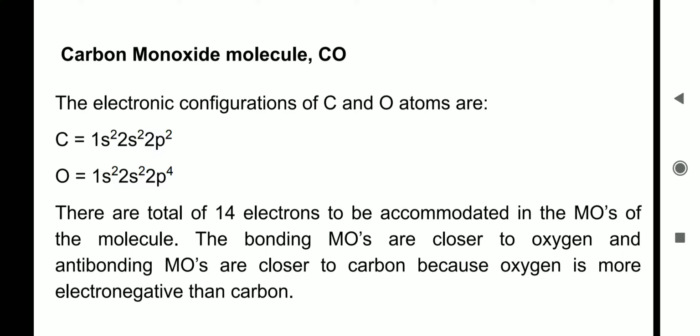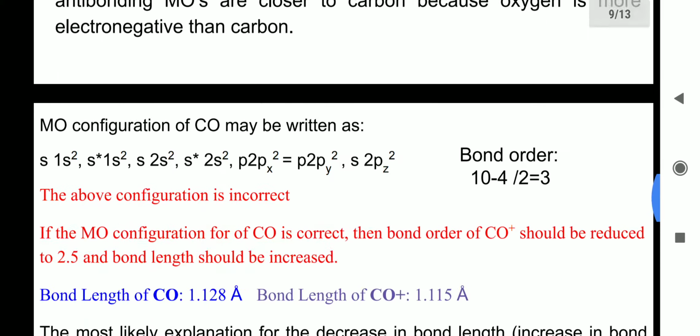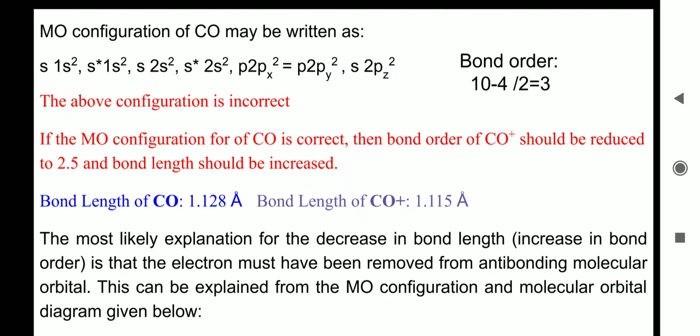Now, if you recall, nitrogen also has 14 electrons, and we may think that we can write down its electronic configuration or draw its molecular orbital diagram on similar lines to that of nitrogen. If we do that, the molecular orbital configuration for the CO molecule will be quite similar to that of nitrogen, and the bond order will also come out to be 3.